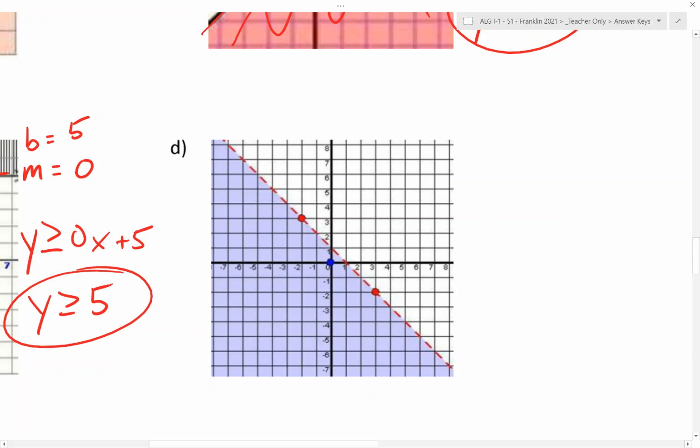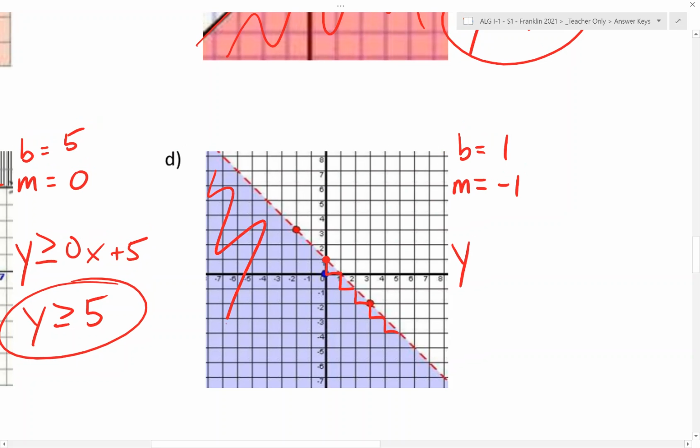Last one, slope and intercept. So the y-intercept here is 1. And the slope looks like it's negative 1, down 1, right 1. So negative 1 for the slope. For the symbol, it is shaded below the line, so that's less than. It is a dotted line, so we're not going to add the equal to bar. And then we've just got negative 1x plus 1. Or to simplify, y is less than negative x plus 1, just like that.